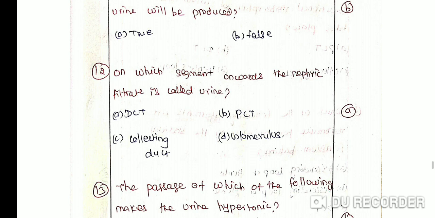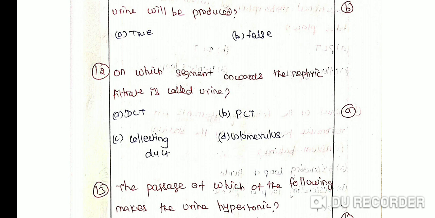Question number 12. From which segment onwards is the nephric filtrate called urine? Option A, DCT. Option B, PCT. Option C, collecting duct. Option D, glomerulus. The correct answer is option A, DCT. DCT onwards the nephric filtrate is called urine.